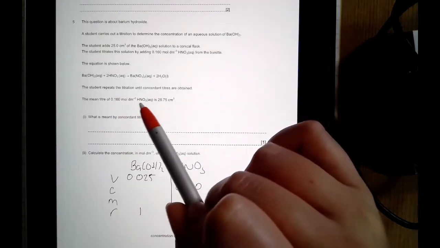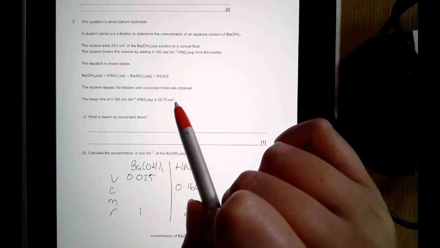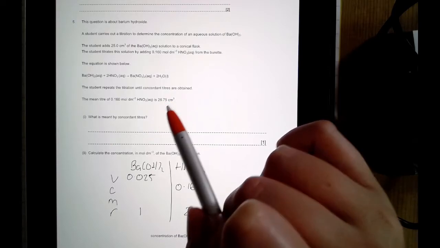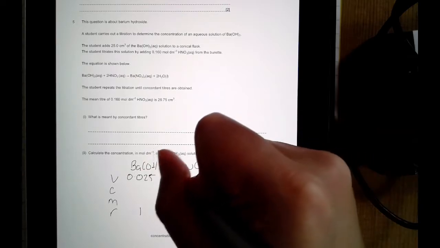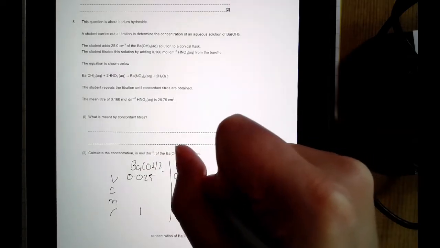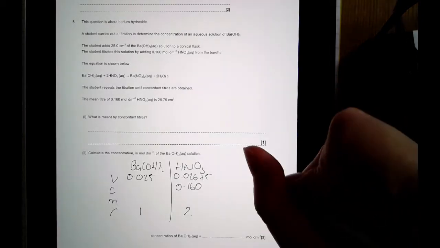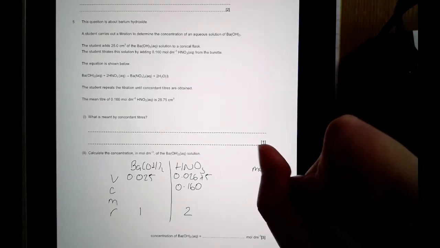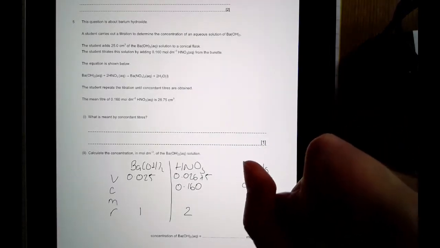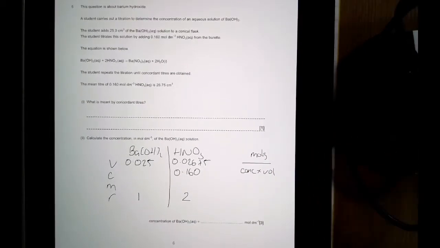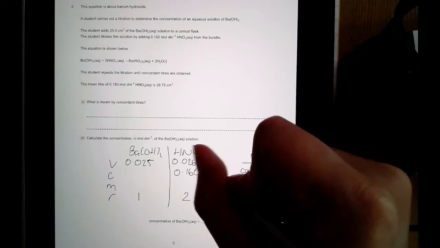The mean titer is this 26.75, so the titer is just the volume that you added from the burette, and I'm going to fill that in for nitric acid, and again with my volumes I convert to decimeters cubed first. And then to work out the rest of my table, I use the following formula triangle: moles, concentration, and volume. So to work out moles, it's going to be volume times concentration.